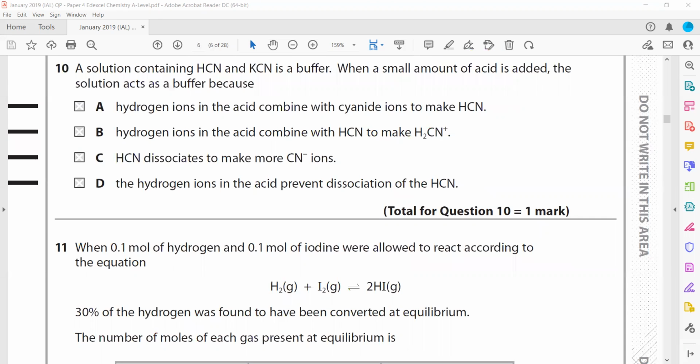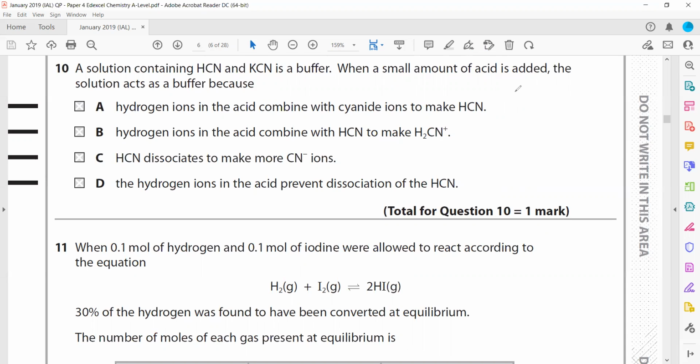In question 10, a solution containing HCN and KCN is a buffer. When a small amount of acid is added, the solution acts as a buffer because... So why is this solution acting like a buffer? Buffer solution means a solution which resists the change in pH.